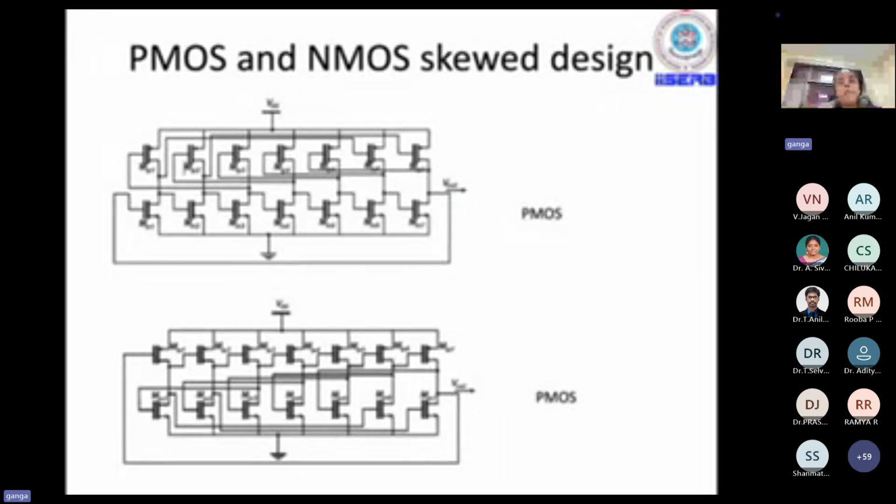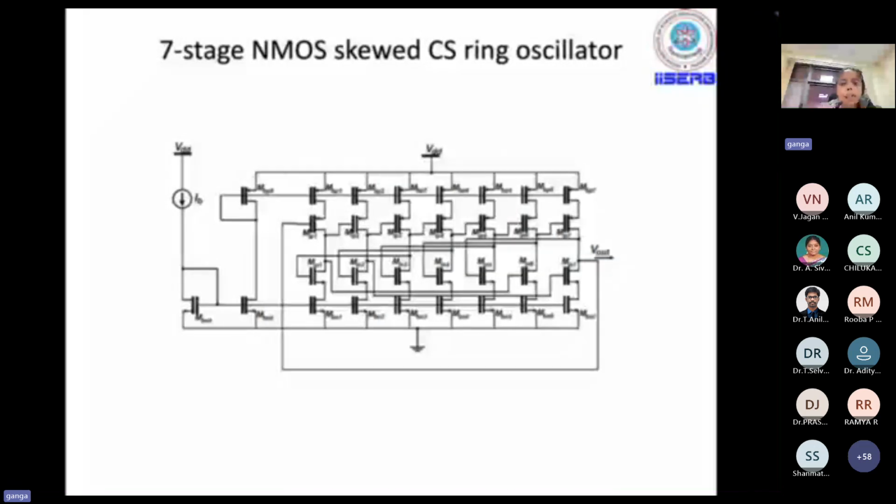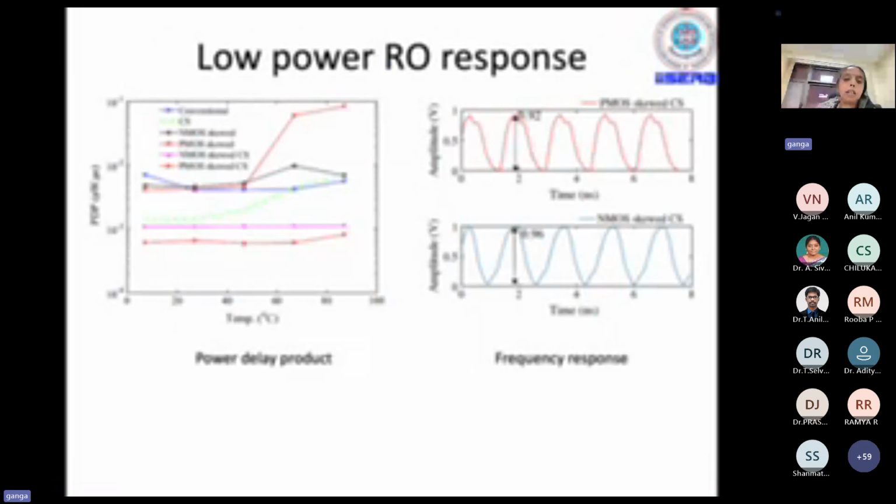Then what we have done, we try to integrate these two techniques to take the advantage of both of them, meaning low power consumption and high frequency of operation. That's what we have done here. So we integrated this current starving technique with the skewed design. Here I'm just showing you a 7-stage NMOS skewed current starved ring oscillator, and this has been implemented in a 65 nanometer technology, UMC 65 nanometer technology.